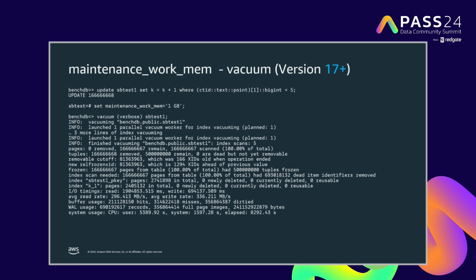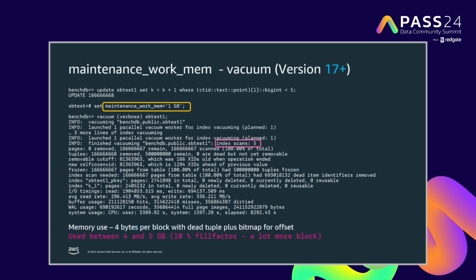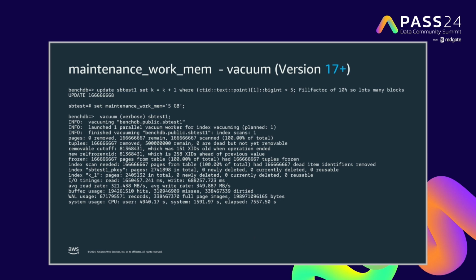So maintenance work mem, 1 gig, 5 scans, right? This is 17. So we used between 4 and 5 gig. 17 plus, maintenance work mem set to 5 gig, 1 scan, right? So here we can see that the nice thing is we actually use all the memory you can set now. So you can vacuum much larger than you used to be able to do.